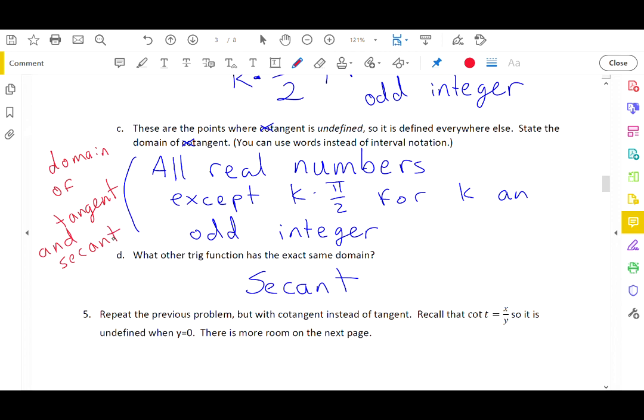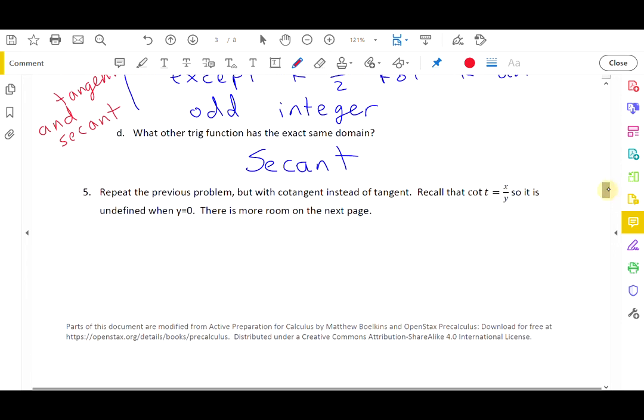Number 5 says, repeat the previous problem, but with cotangent instead of tangent. Recall that cotangent of t equals x over y, so it is undefined when y equals 0. And there's more room on the next page. This problem 5 is for you. This is a C quiz. It's called worksheet 3c, problem 5, video 3c.1. So I'm just going to write C quiz.